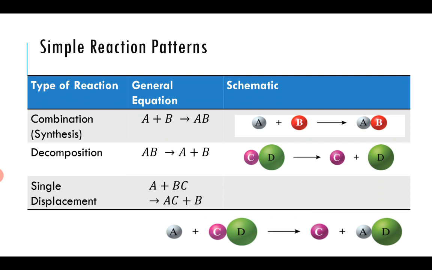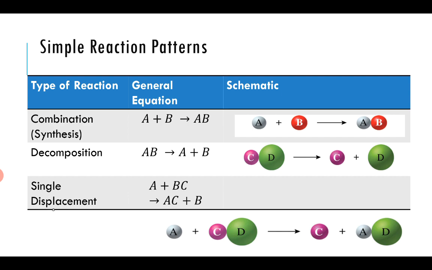Before we do examples, I'm just going to define some of these simple reaction patterns. Our first reaction pattern is called a combination reaction. In a combination reaction, you will see two different chemical species joined together, so two different things become one thing. A decomposition is the opposite, where you start off with one thing, and then on the product side, it has separated into two separate species that are no longer bonded together.